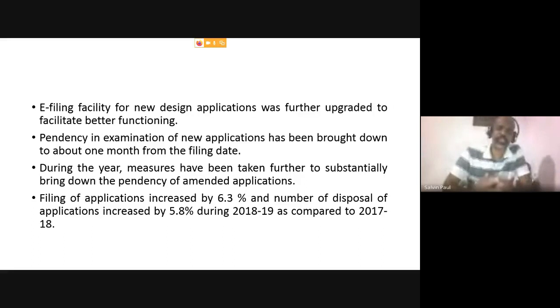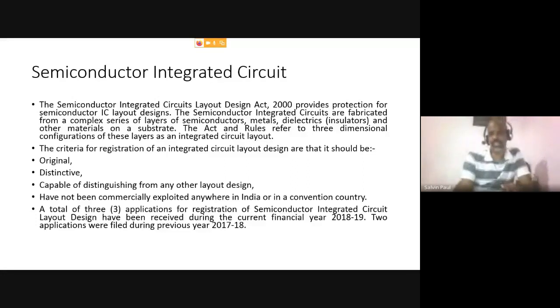So there is a 6% increase in applications over the years. And what is most important is that within a month, your application will get an answer from the registry. This is the most important thing.